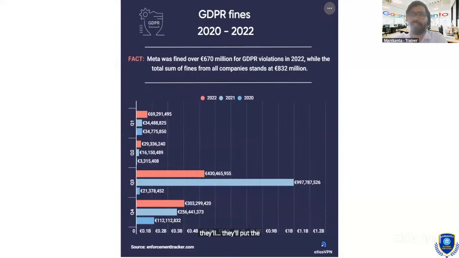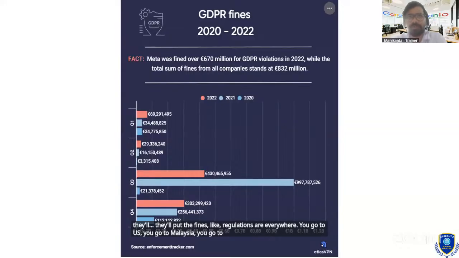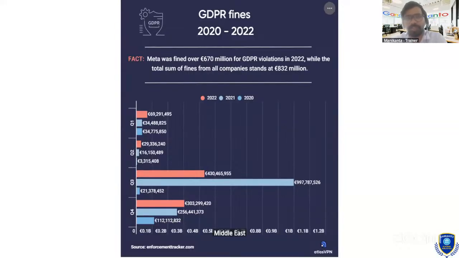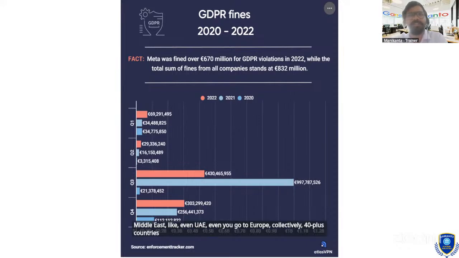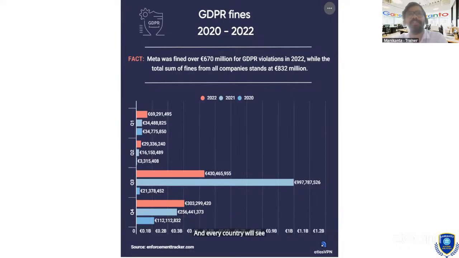Regulations are everywhere. You go to the US, Malaysia, Singapore, Saudi, the Middle East, even UAE, even Europe, collectively 40 plus countries. If you want to do business in any of these countries, you have to follow these regulations. And every country will only look at their own regulation. So if you say that you are compliant with Malaysia regulation, they won't agree to that.